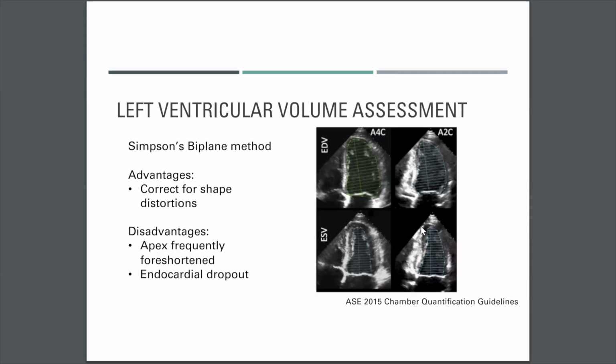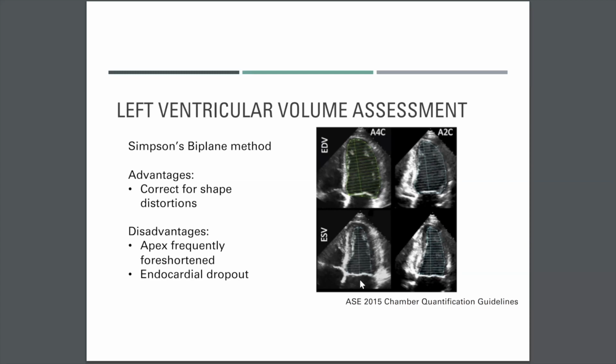Of course, one of the best ways to assess LV volume is through volumetric assessment using Simpson's biplane. The reason why this is more accurate than 2D is because it corrects for shape distortions. The disadvantages of using Simpson's, as we all know, or I've all encountered, is that oftentimes we can foreshorten the apex, and sometimes we get really poor endocardial definition just because of poor acoustic windows, and that can make it hard to trace a Simpson's.